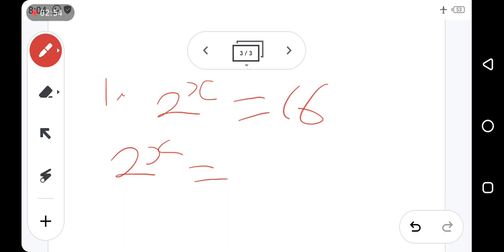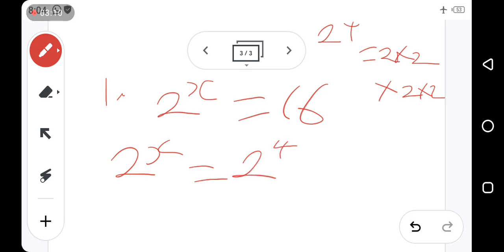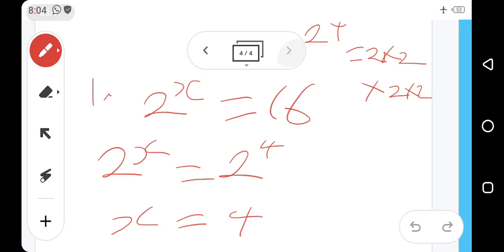And that is 4, meaning that 2 raised to power of 4, so meaning that 2 times 2 times 2 times 2 will give me 16. So 2 raised to power of 4. So that means that your x is equal to what? 4. So the value of your x is 4. This is actually very simple.